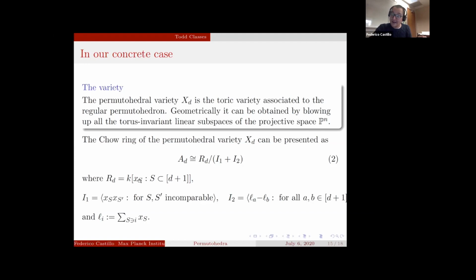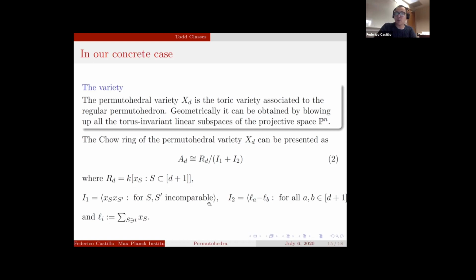We have one variable, so it's a polynomial ring, one variable for each subset, and some relations: if you multiply two variables corresponding to subsets that are incomparable, you should get 0. There are some other linear relations stating that any time you add over all subsets containing a particular element, all of these linear forms should be equal.